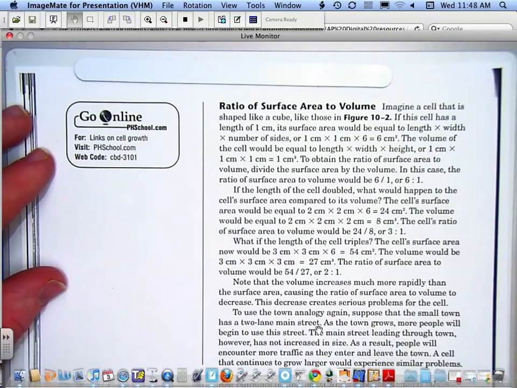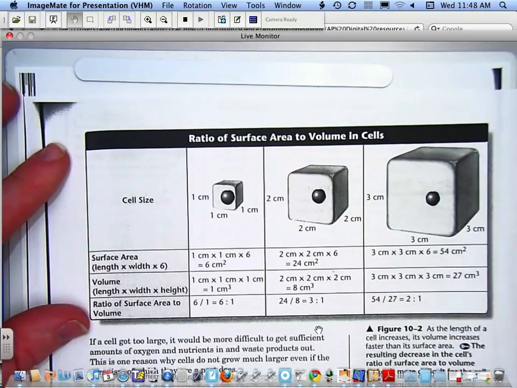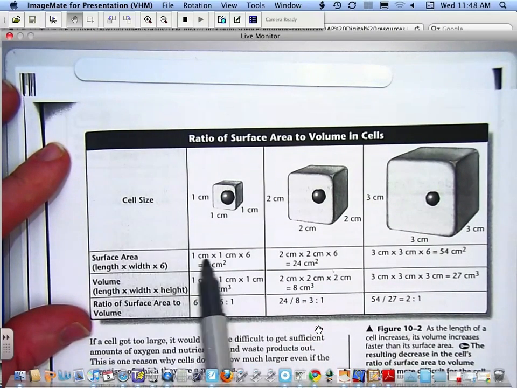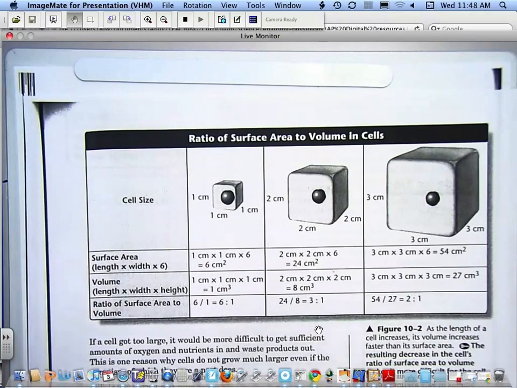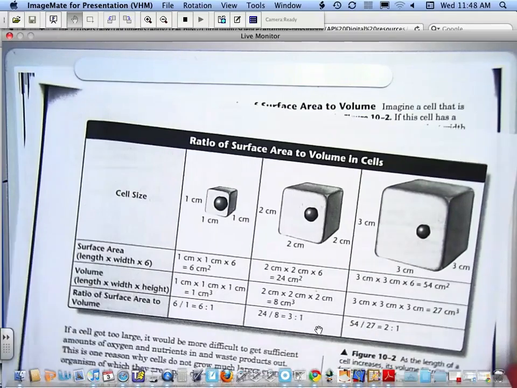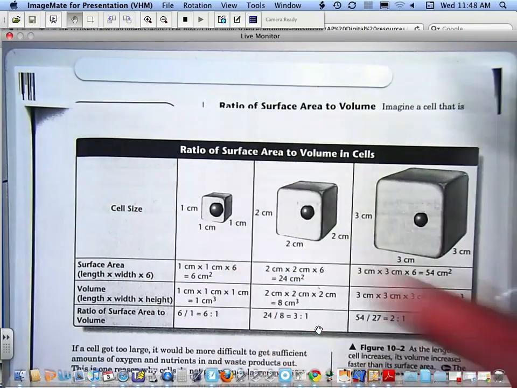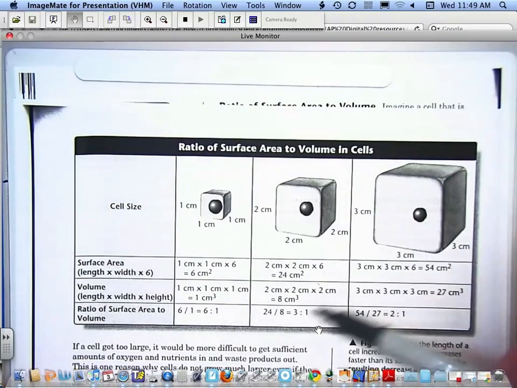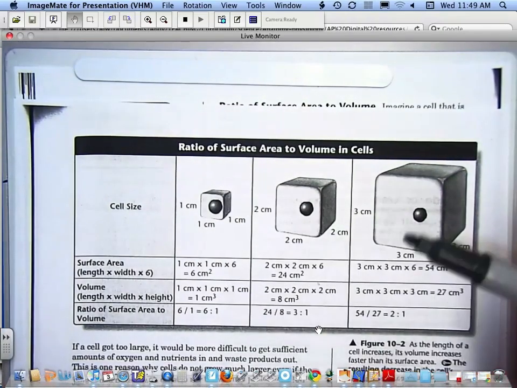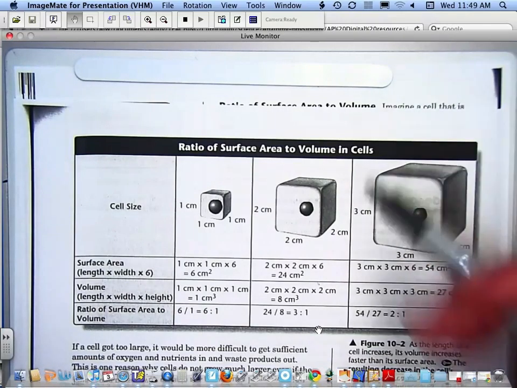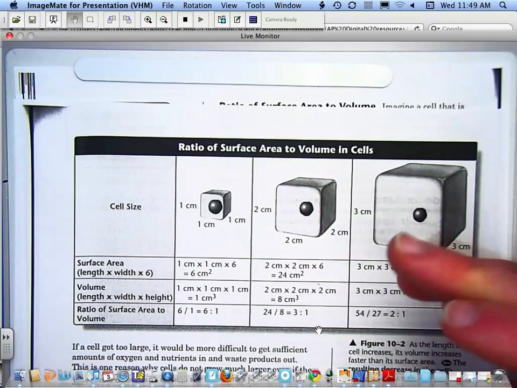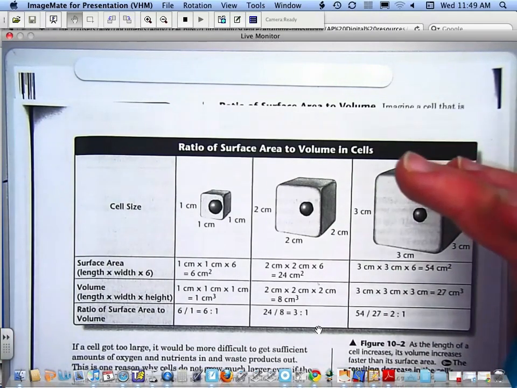6 to 1. So let's look at our picture. Basically it's saying for the small one, the surface area is 1 centimeter times 1 centimeter times 6 is 6 square centimeters. That's how much space is on the outside of the cell. Or another way of saying it is, if you were to wrap this up with wrapping paper, how much wrapping paper it would take to cover the whole thing. The volume is how much space is on the inside of the cube. So in this case, it's length times width times height, and so that'd be basically how big the box is. I mean, how much you can fit in the box.